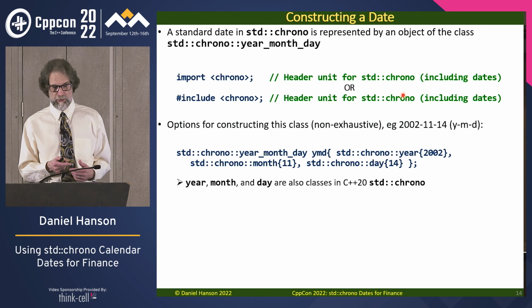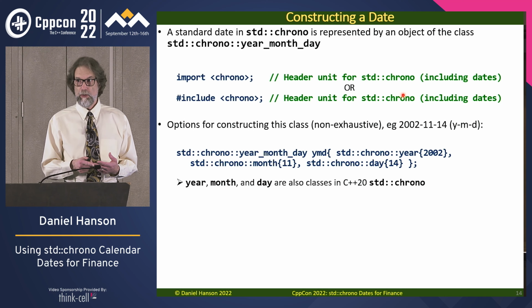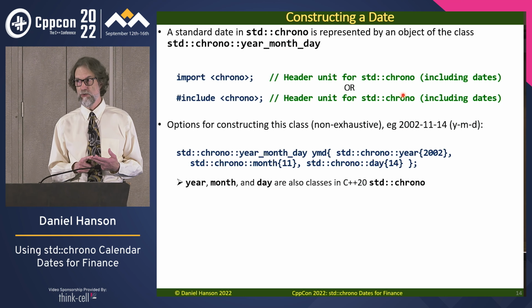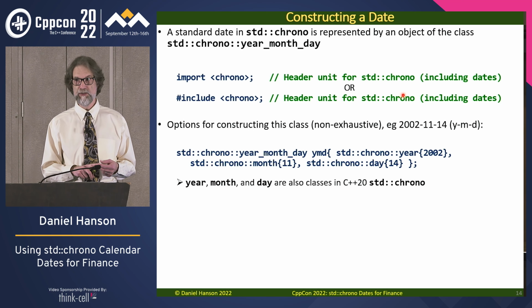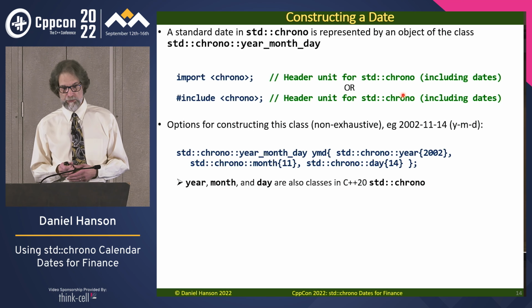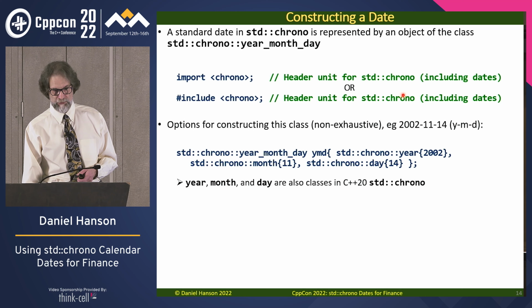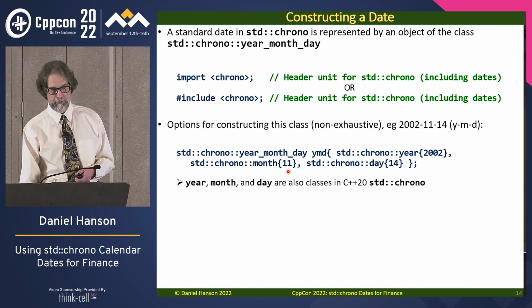So first, we just give it a year, month, and day. But you need to put them in as std::chrono objects. They're not just the integer values. So you can see here, we have a std::chrono::year, std::chrono::month, and std::chrono::day, and we instantiate each of these by the respective values.